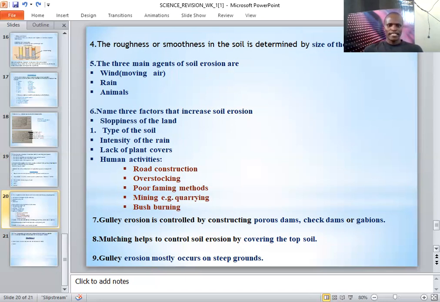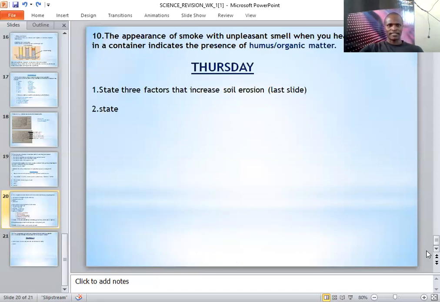Number 9, which erosion mostly occurs on steep grounds. So here, this question was asking whether you know the type of erosion that is mostly common in steep grounds. And the answer here was gully erosion, just as simple as that.